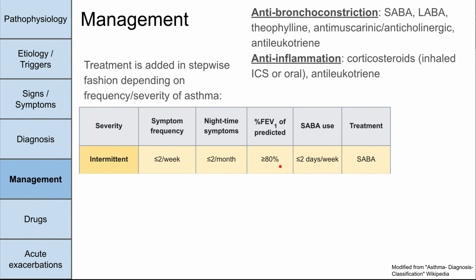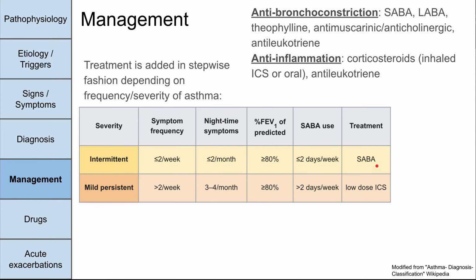They would only have to use their short-acting beta agonist less than 2 days per week. So that would be their albuterol rescue inhaler that they only use less than 2 days per week. So the treatment for these people would just be to keep them on that short-acting beta agonist. Just give them a rescue inhaler. They're not using it that frequently to be concerned, so you don't need to give them another treatment.